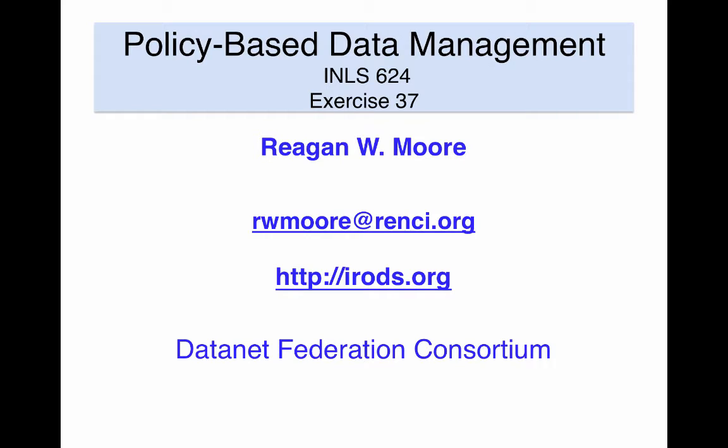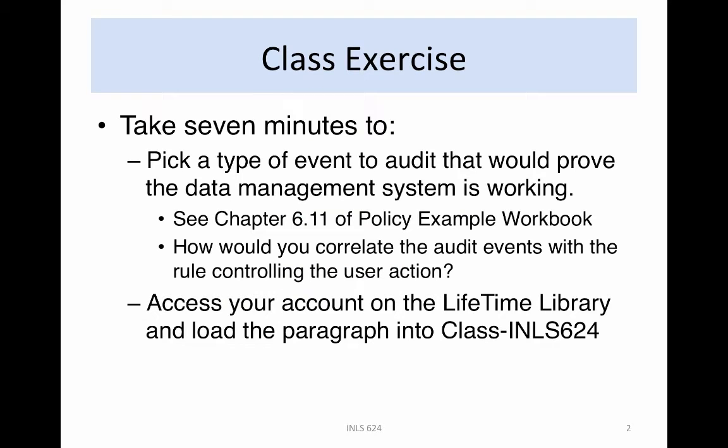Take 7 minutes and answer exercise number 37. Pick a type of event to audit that would prove the data management system is working. See Chapter 6.11 of the Policy Example Workbook. How would you correlate the audit events with the rule controlling the user action? Please load your paragraph into the Lifetime Library in the sub-collection class INLS 624 by the end of today's class.